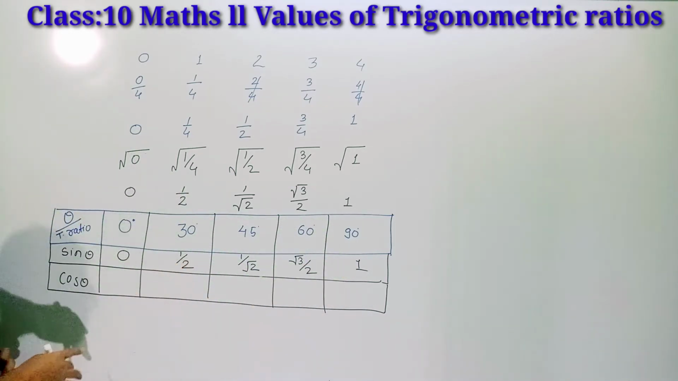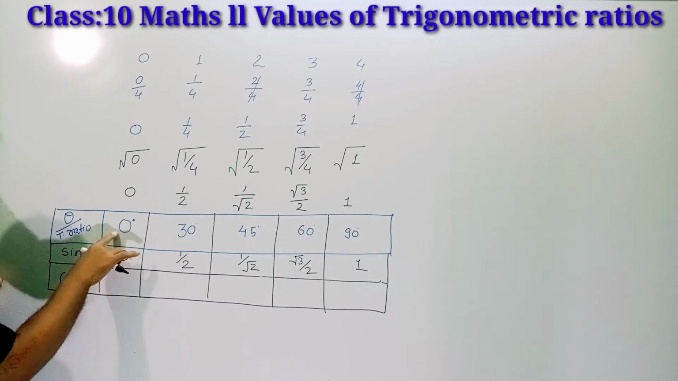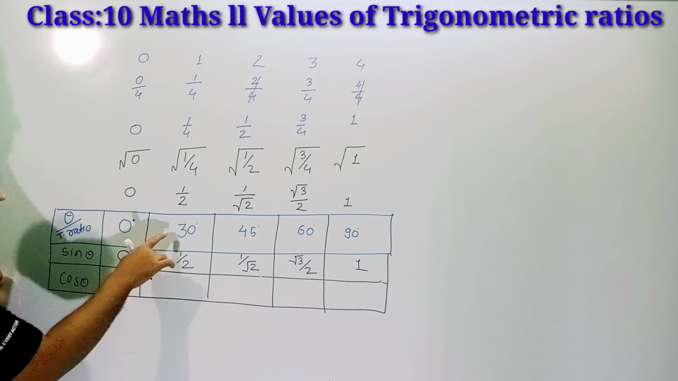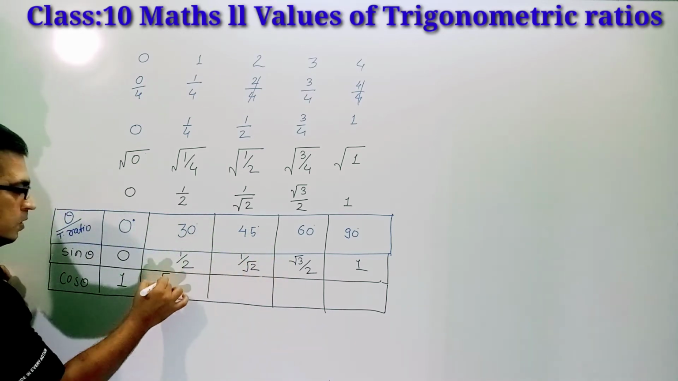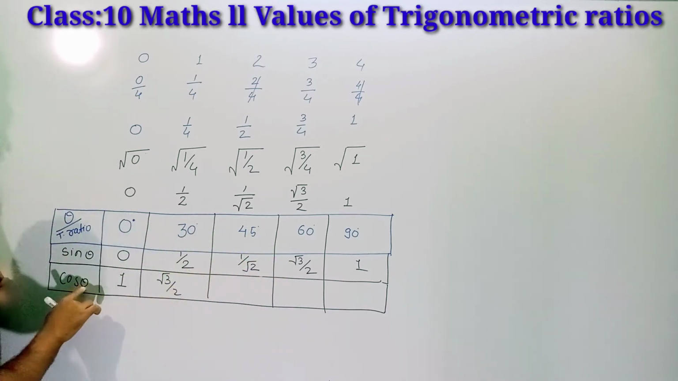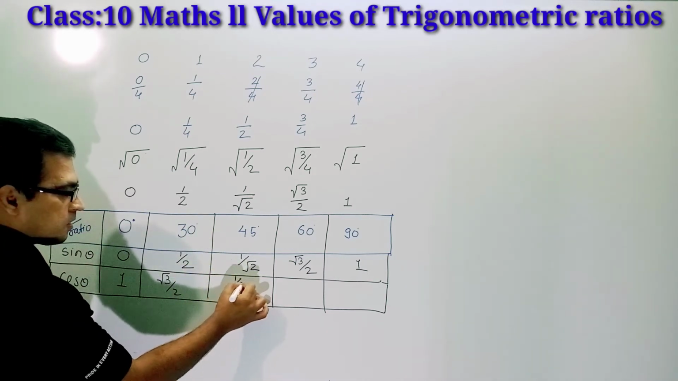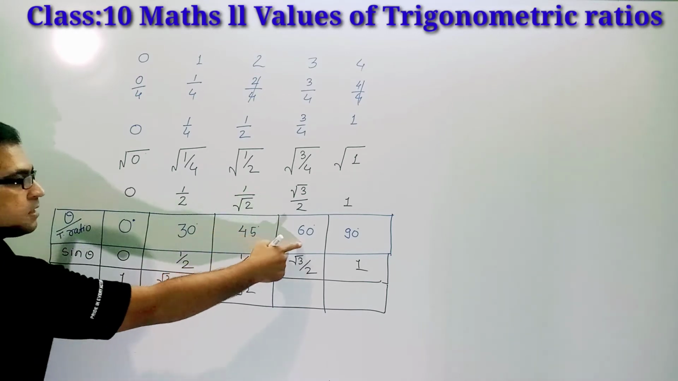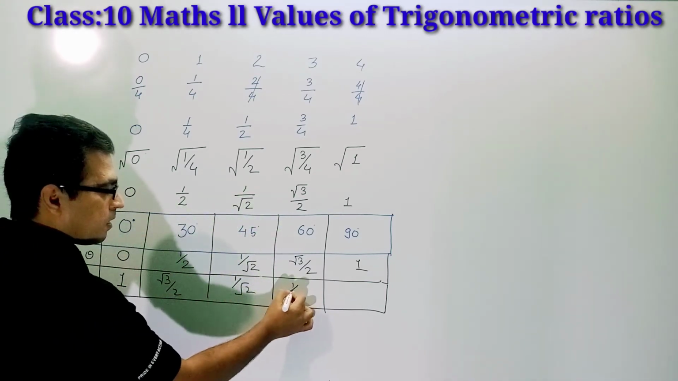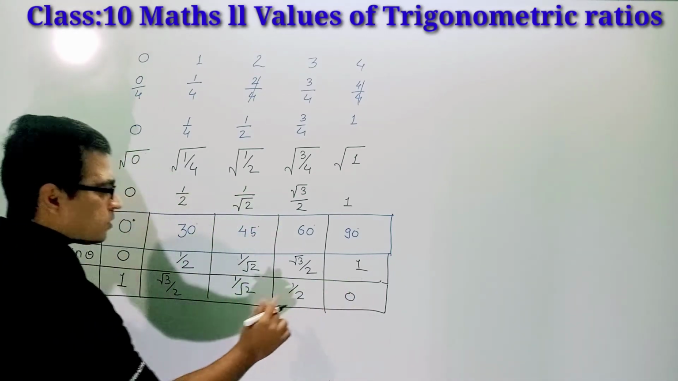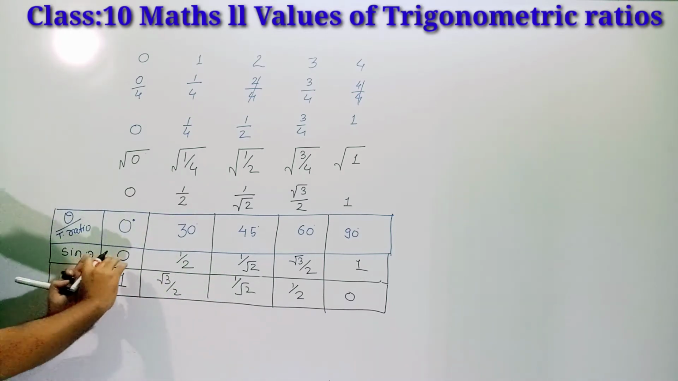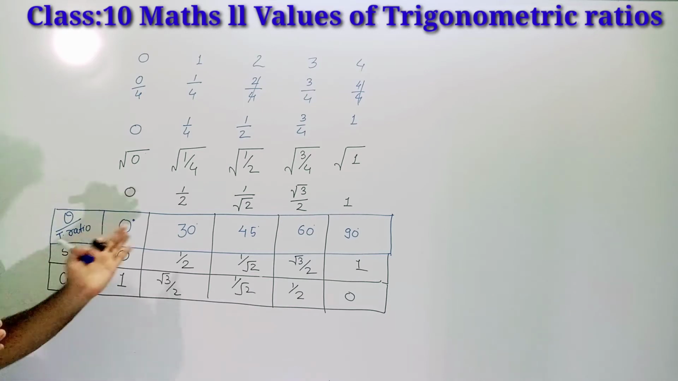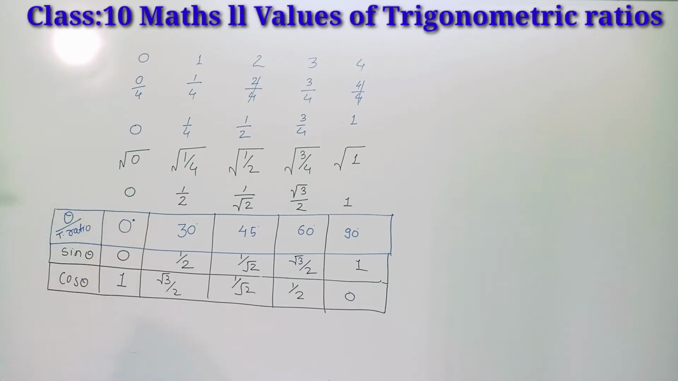So after reversing the values, you will get the value of cos 0 degree. Cos 0 degree will be what? 1. Cos 30 degree will be what? Root 3 by 2. Cos 45 as it is. Right? Then cos 60 degree will be what? 1 by 2 and here will be 0. Understood, students? What you have done over here? Just you have reversed the values of sine theta at different angle to get the value of cos theta.